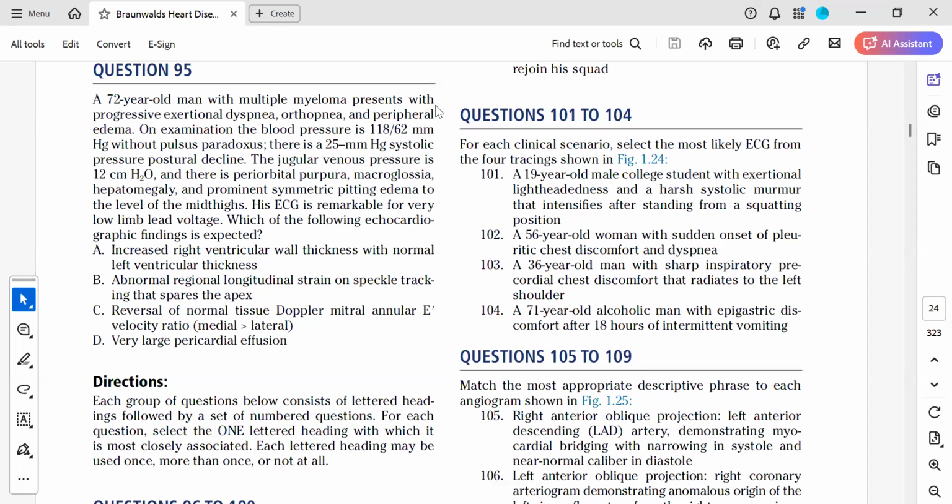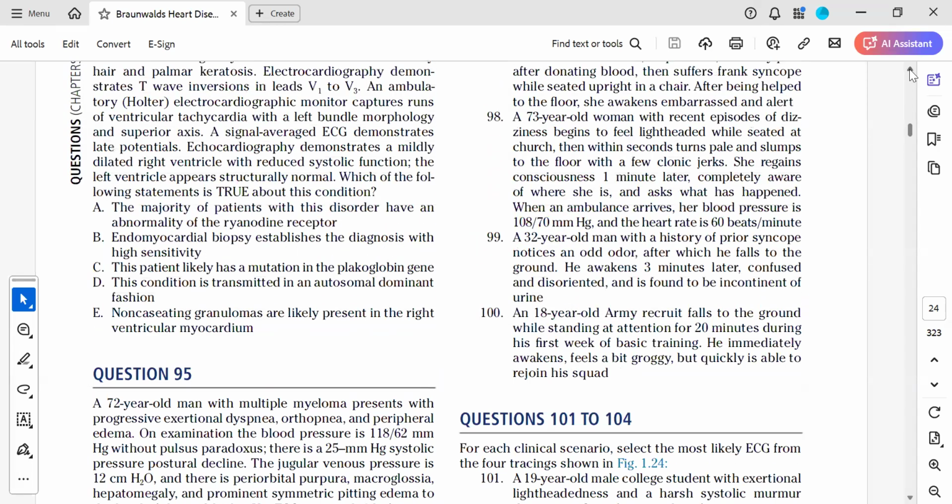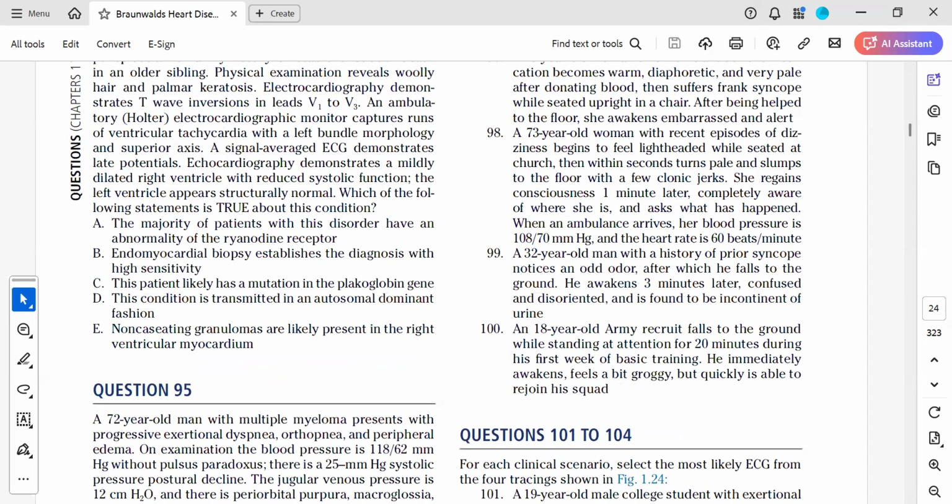Good evening to everybody. My questions are 101 to 105, and the preamble to questions 101 to 104 reads: For each clinical scenario, select the most likely ECG from the four traces shown in figure 1.24. So, I'd like for us to look at the various ECG tracings, and then we'll come back to the question.